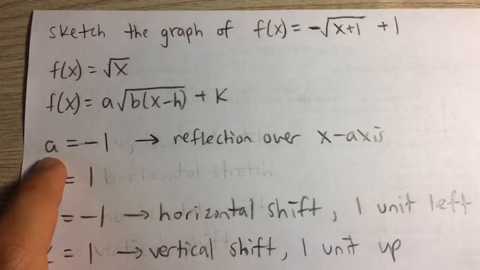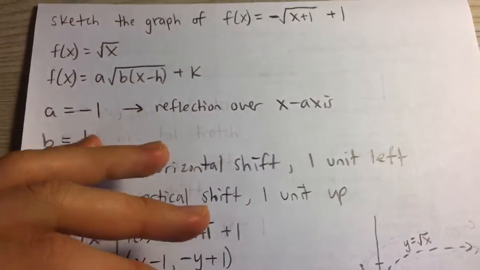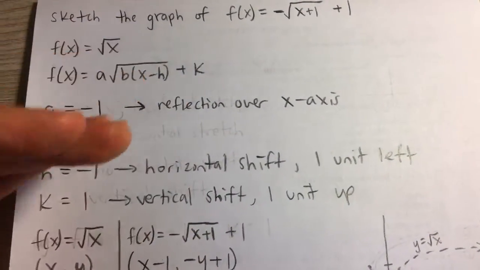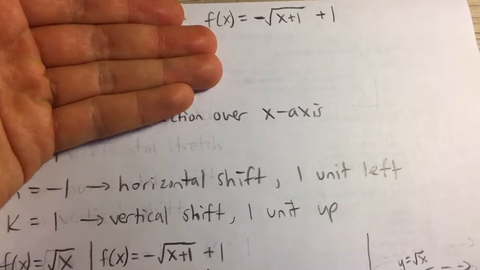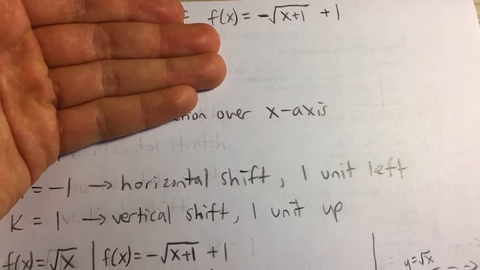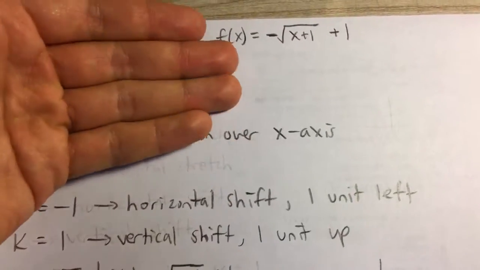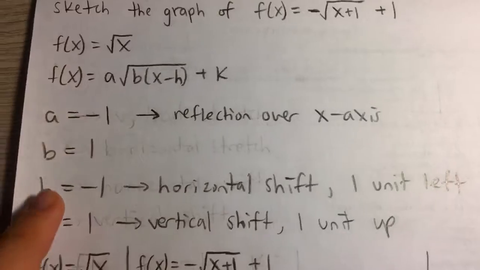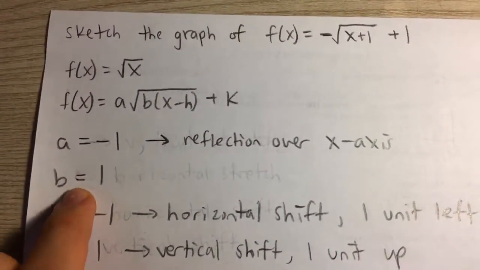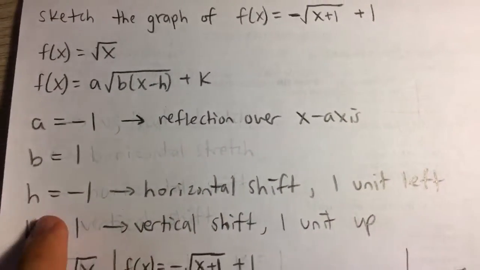Because the a value represents the vertical stretch, if a is negative, it's going to be a reflection over the x-axis, meaning any y value, since y represents the vertical, is going to be flipped over the x-axis. And b is 1, so we don't have to worry about that.